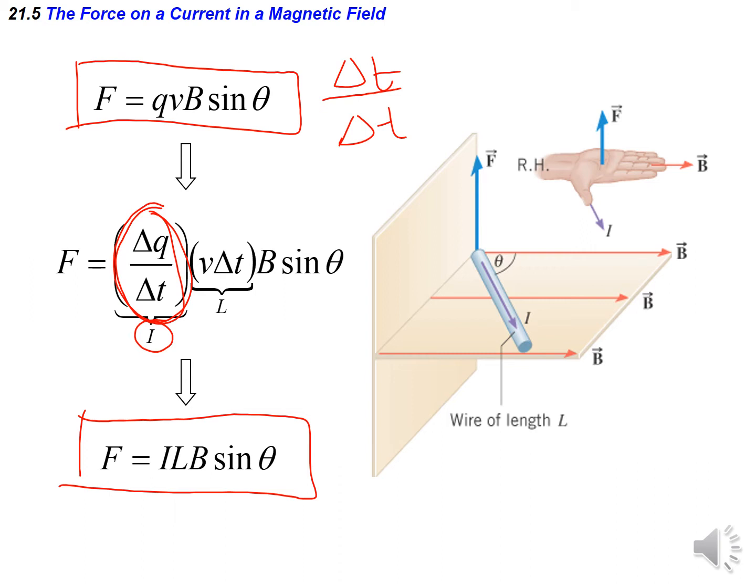In the formula for motion, velocity multiplied by time is equal to distance, or L. So we have this L, and therefore we can replace delta Q and delta T by these quantities. We have I multiplied by L, and then we just copy the formula B sine theta to compute the magnetic force: I is the current, L is the wire length, B is the magnetic field, and sine theta is of course the given angle.